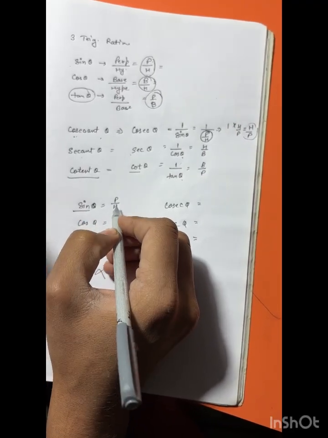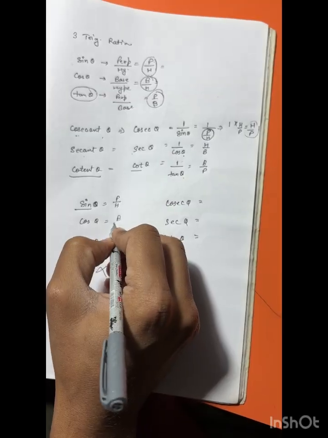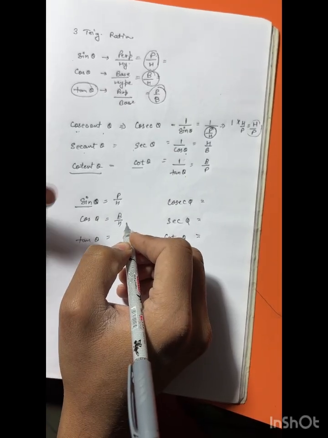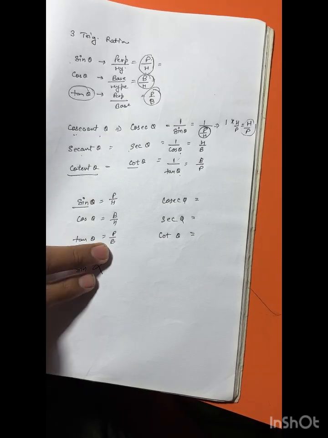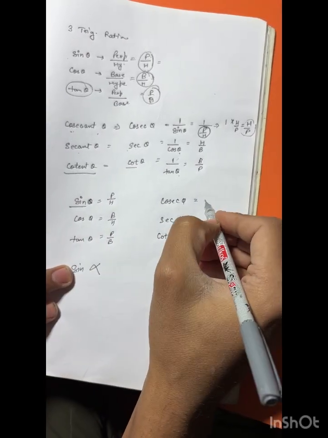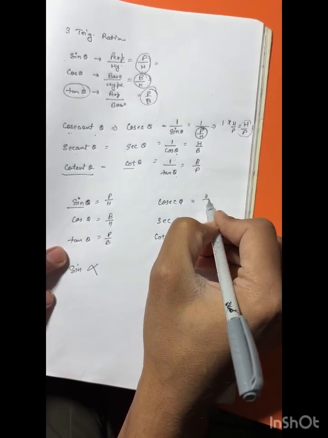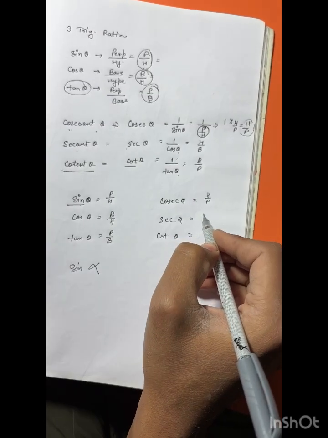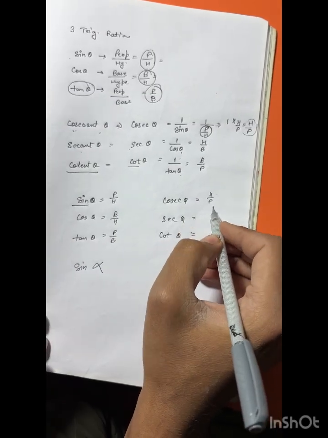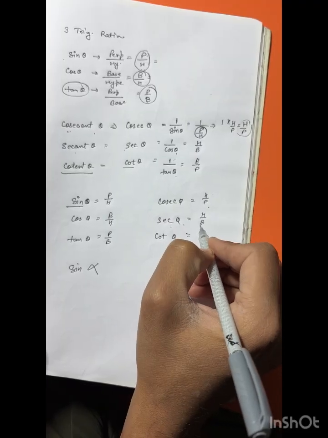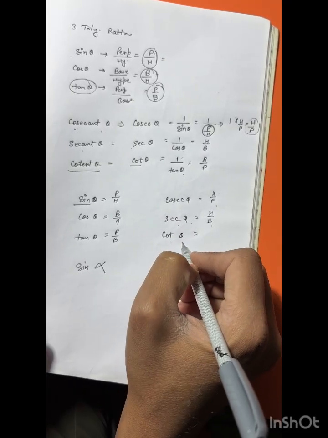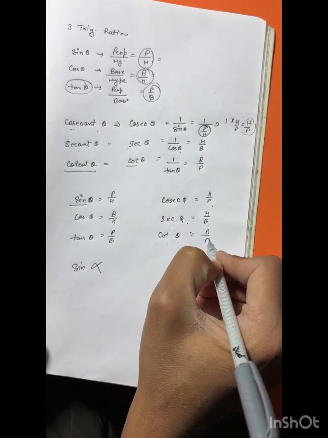Sine theta equals p upon h. Cos theta equals b upon h. Tan theta equals p upon b. Cosecant theta equals h upon p. Secant theta equals h upon b. And cot theta equals b upon p. Learned?